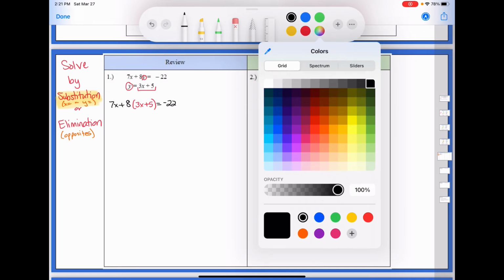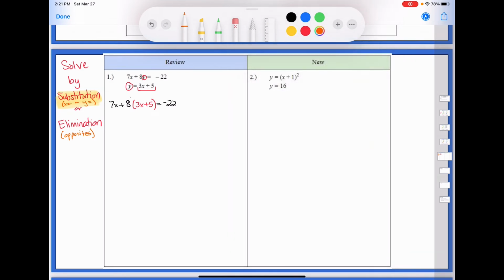Hopefully this is looking familiar to you. I'm just going to go ahead and keep on solving. So I distribute my 8, 7x plus 24x plus 40 equals negative 22. Combine my like terms here. 31x plus 40 equals negative 22. Subtract 40. I get 31x equals negative 62. And I divide both sides by 31. So I get x equals negative 2.